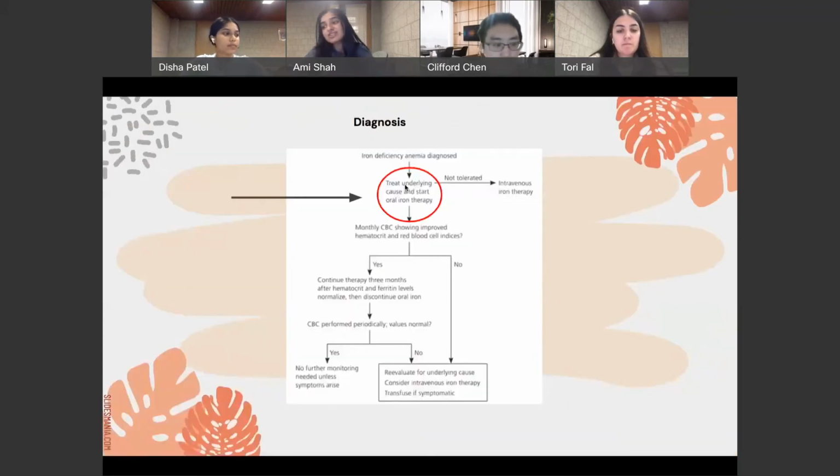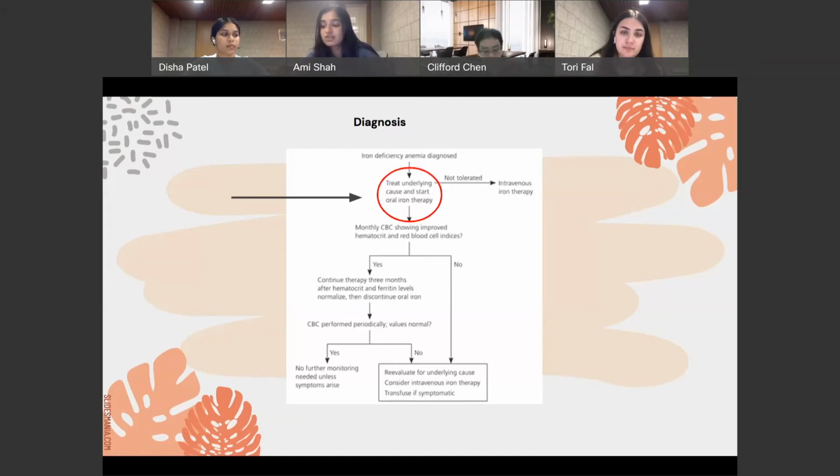This chart demonstrates the flowchart of how to diagnose someone with low iron. As you can see, I think the main point to get out of this chart is the red circle part, which says treat any underlying cause, and then immediately start iron therapy, oral iron therapy. So this demonstrates that low iron is always due to an underlying cause, and there's always a reason for the low iron. So the first thing is to find what's causing this low iron. And as shown, if treatment doesn't work, then you must go back to step one of identifying the cause, as the cause you identified before might not be correct, and find another possible reason why the iron is low.